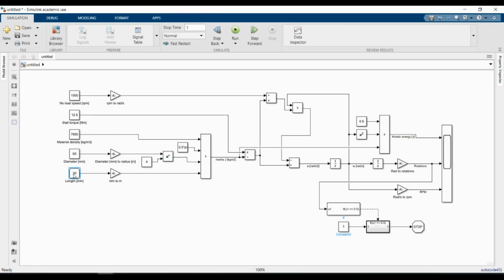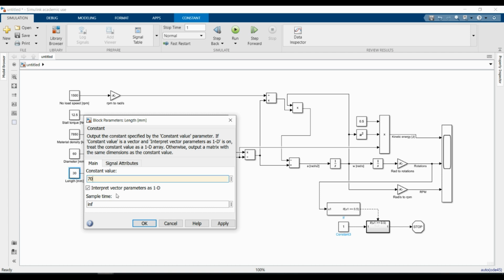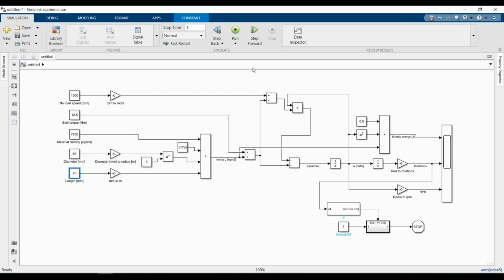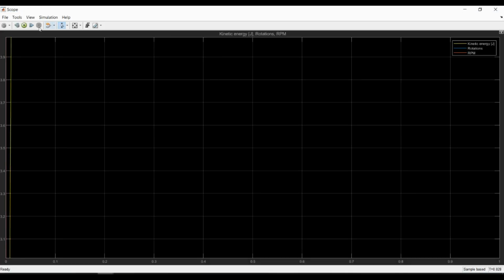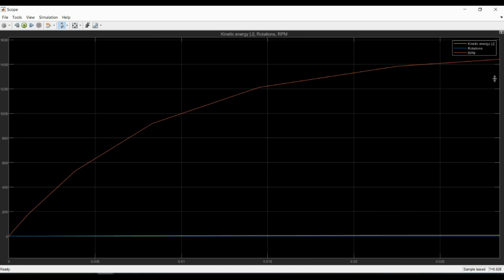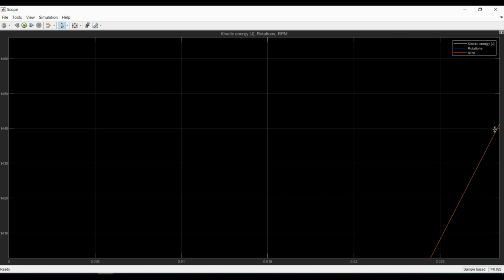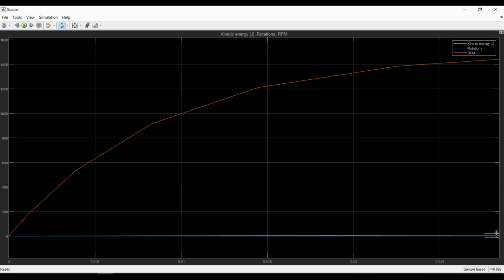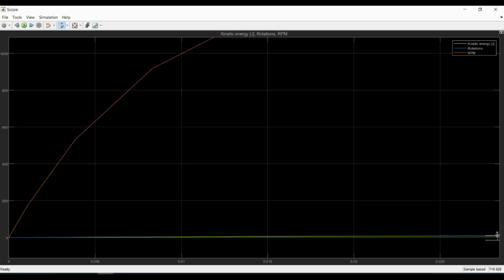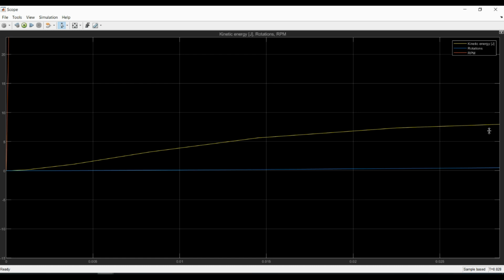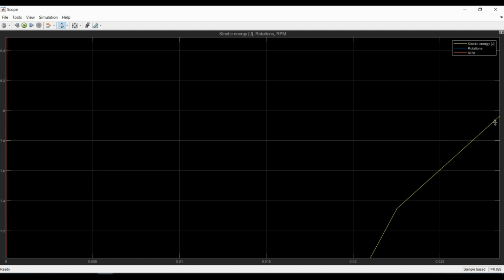We now increase the flywheel length by 20 mm to a length of 70 mm and run the simulation for the last time. The maximum speed has reduced to 1441 RPM. Still, the kinetic energy has increased to almost 8 joules.